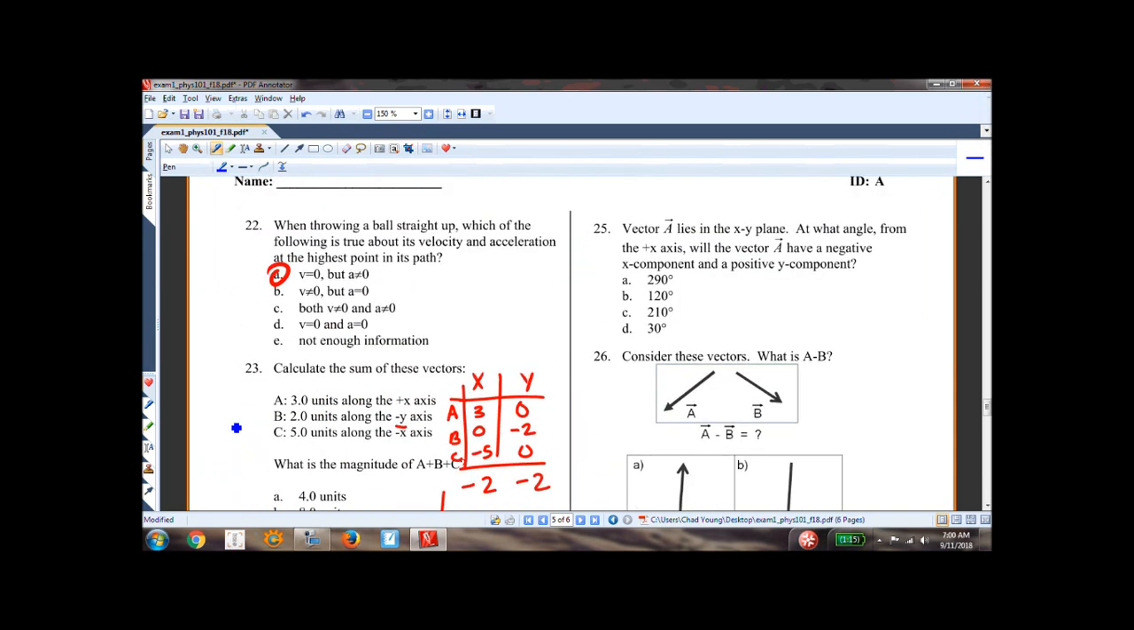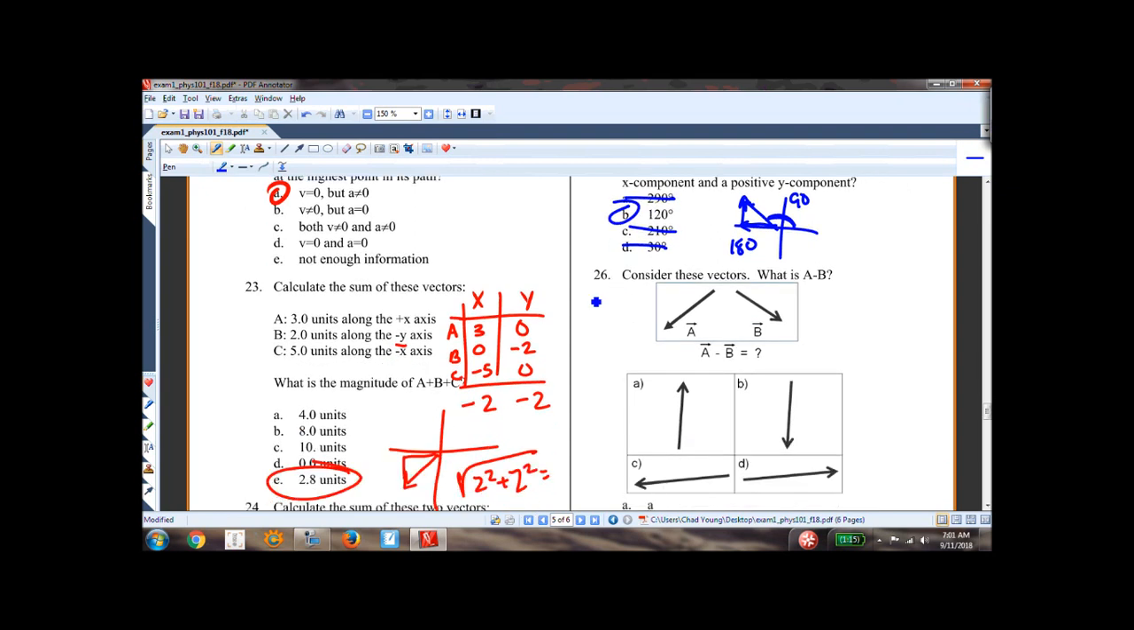All right, vector A lies in the xy plane at what angle? Does it have a negative x and a positive y? So negative x would be right over here, positive y would be here. What angle can this possibly be? Well, it's somewhere between 90 and 180. So it can't be that, or that. It has to be that.